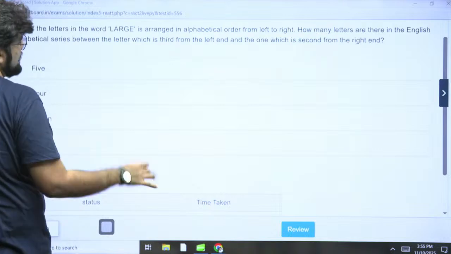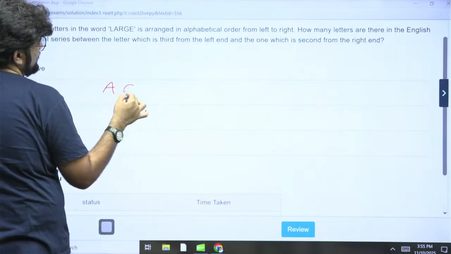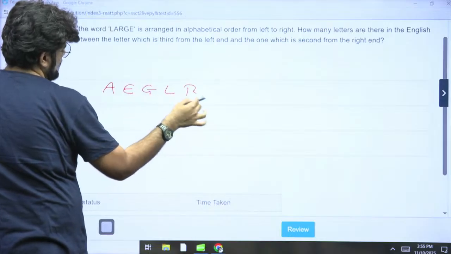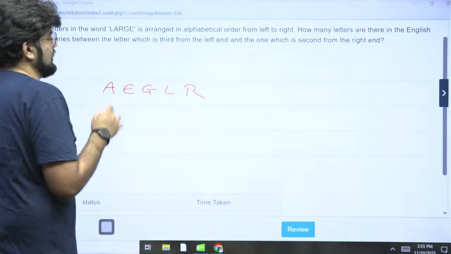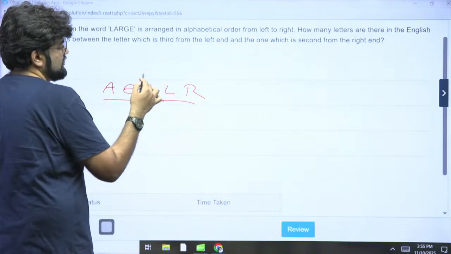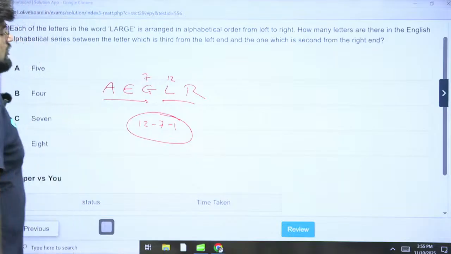So we can arrange them in the order A, E, G, L, R. Third from the left and second from the right. So between G and L. So 12 minus 7 minus 1. 4.